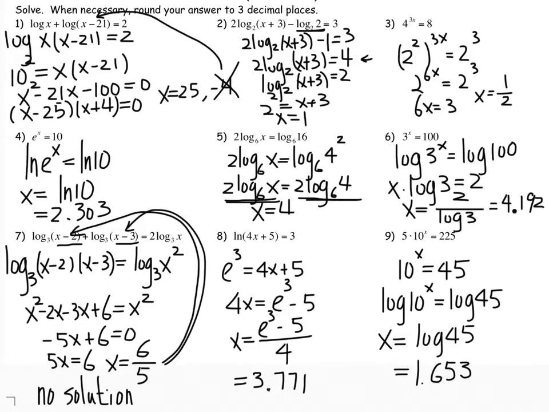Number 8, natural log. I'll just rewrite into the exponential form. So e raised to the third power equals the argument 4x plus 5.